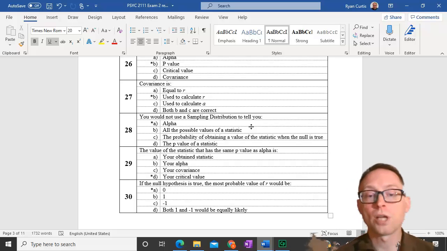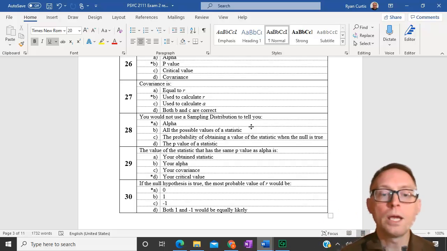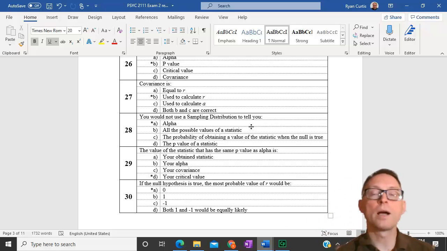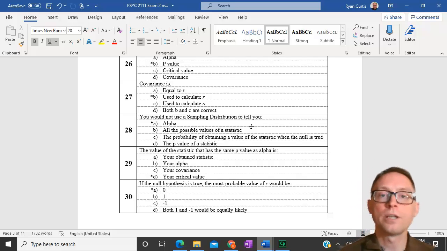And 30. If the null hypothesis is true, the most probable value of R that you would get is 0, because 0 means that there's nothing going on. There's no relationship between the two variables. The most probable value would be 0.